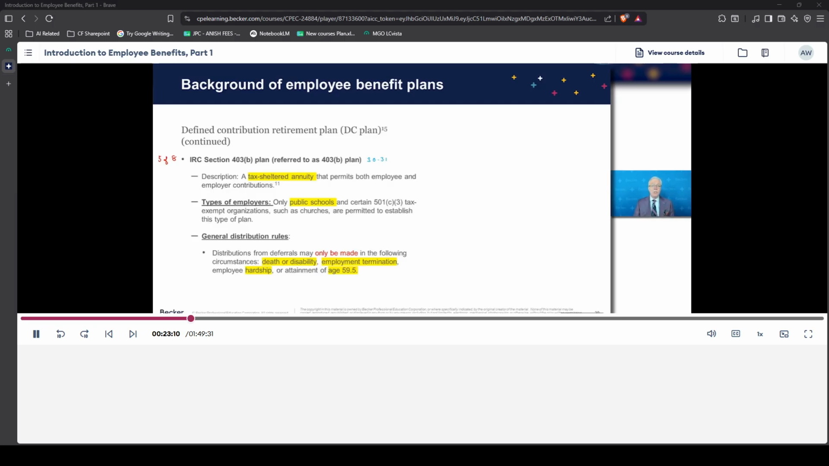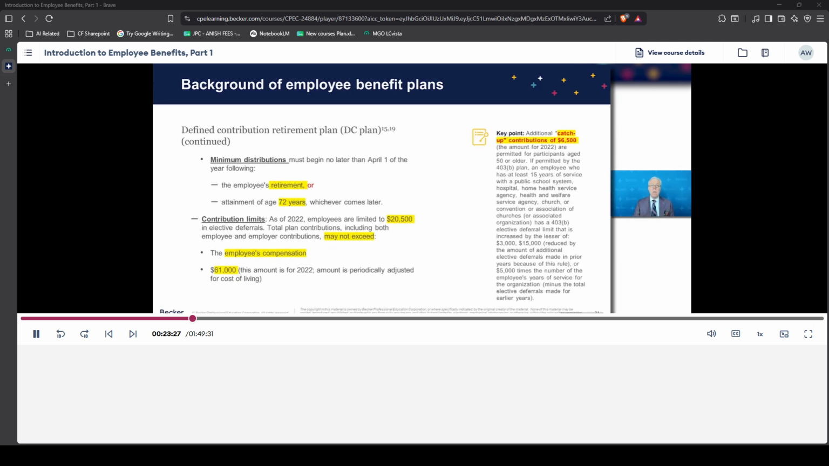Notice general distribution rules. Distributions from deferrals may only be made in the following circumstances: death or disability, employment termination, employee hardship, or once you reach the age of 59 and a half. Minimum distributions have to be made once you retire or once you hit age 72, whichever one comes later. That would be when you have to make them. So notice right here, literally, you may have been still working and you were 74, 75 years old. You're not required then in this case because it's the employer's termination or 72, whichever comes later.